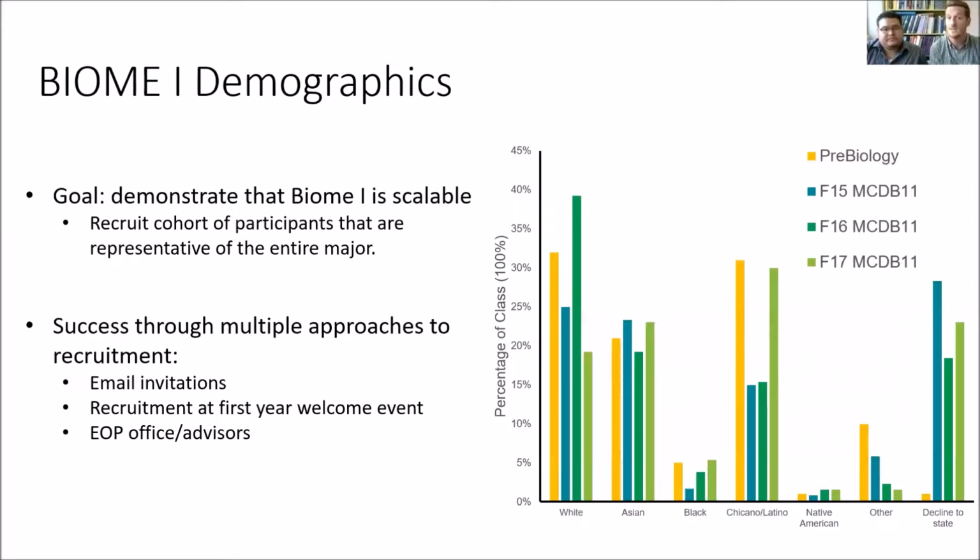I do want to highlight in the most recent version of this course that we've got data for, that we do have a really good representation of student demographics in the Biome course versus the overall pre-biology major. And the way that we did this was through multiple modalities, where we did email recruitments. We worked with the EOP, the Educational Opportunities Program Office, to recruit underrepresented students. As well as we also have a welcome session during the first week of class, and we went there and introduced ourselves and told students about this course. So using all these different approaches, you can see that we clearly got a fairly nice representation of the student population in this course. So does it actually work?